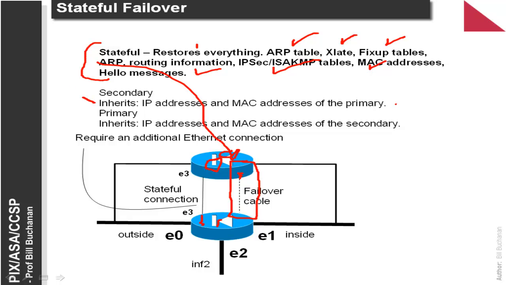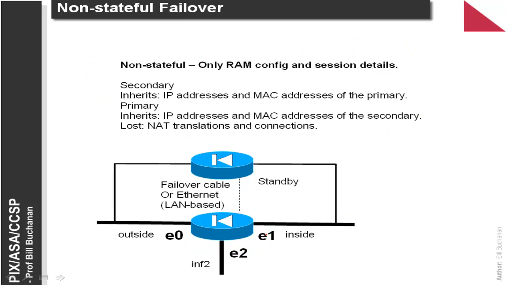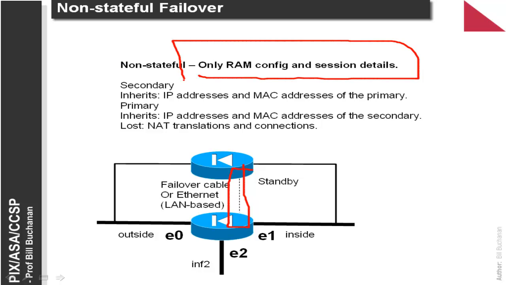The secondary will then inherit all the IP addresses and the MAC addresses of the primary, so users will not feel any different. The primary, though, will actually inherit all the IP addresses and MAC addresses of the secondary. In non-stateful, we basically just have a network connection between them, and it will only keep the RAM configurations and session details. Unfortunately, we'll lose all the NAT translations and connections.